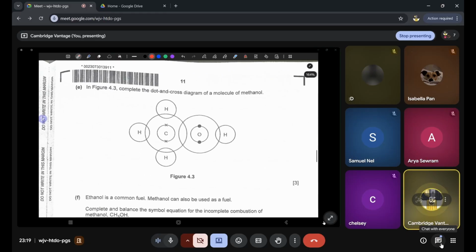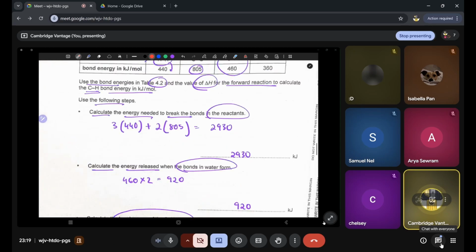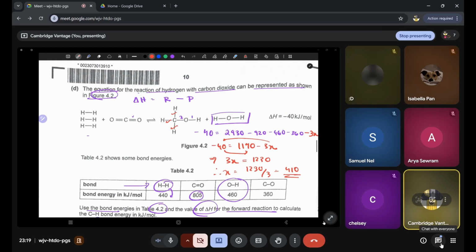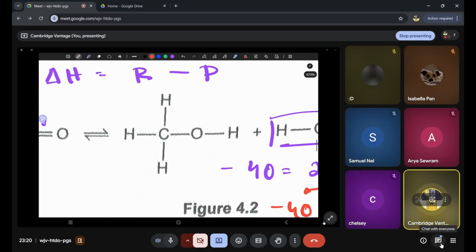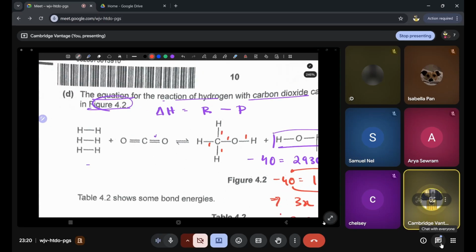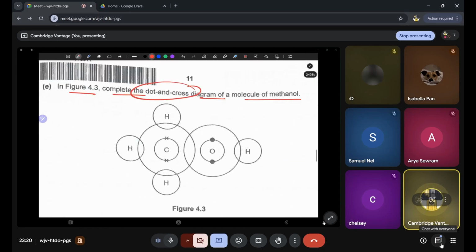And what do we have over here? In figure 4.3, complete the dot and cross diagram of a molecule of methanol. The good thing is they already gave you the structural formula. They told you that these are all single bonds. This is also a single bond. So it's only single bonds involved, and that makes our life much easier.